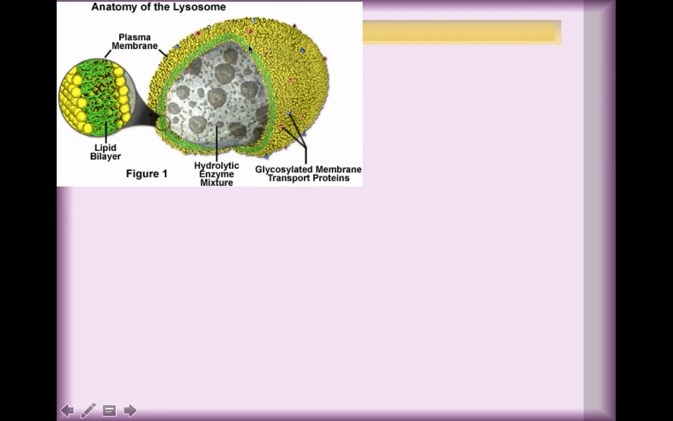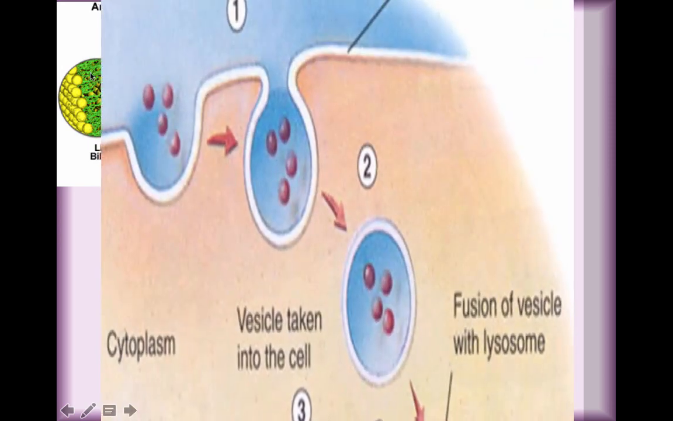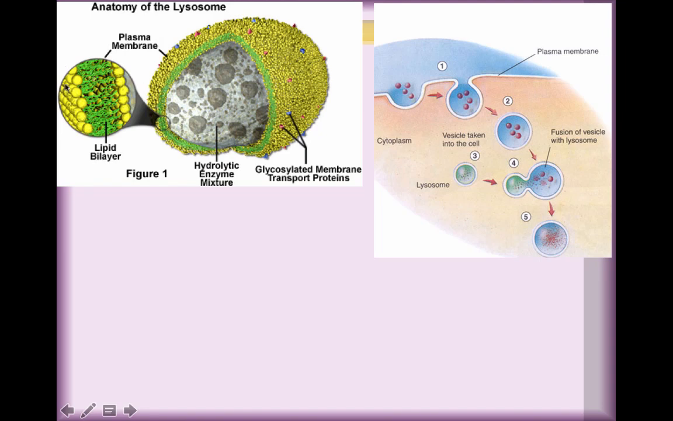A lysosome is a very, very small organelle, much smaller than the others that we've talked about, but it is also a phospholipid sac. And so here you can see the phospholipids. The yellow would be the phosphate head, and the green would be the lipid tails. And here you can see a lysosome. Again, remember that it's three-dimensional, not two-dimensional, as you see here.